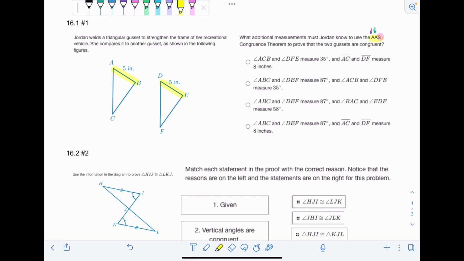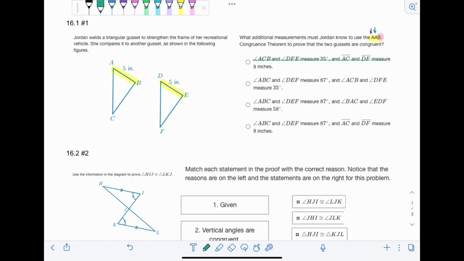So if you look at the first choice, one of the things is that the angles are 35, so that gives us another angle. And then the other new fact is that the two segments are 8 inches. We don't need another side. We need two angles. So that doesn't give us the two angles that we need. So that one is just an answer that we can eliminate right off the bat.